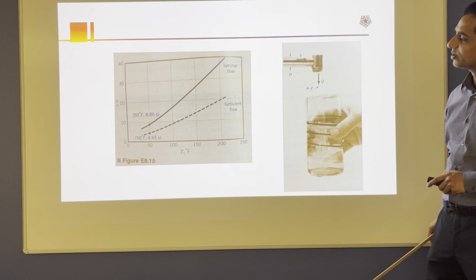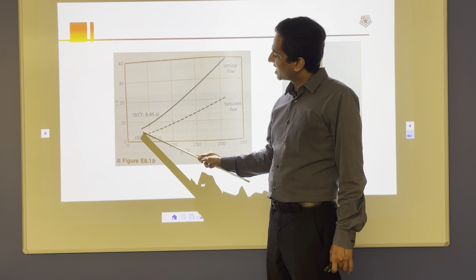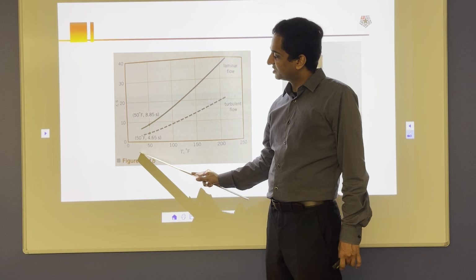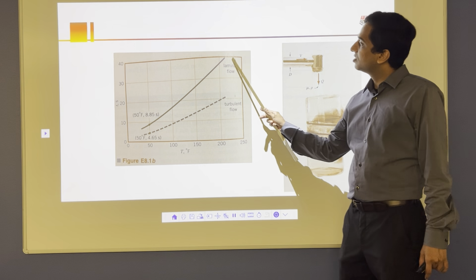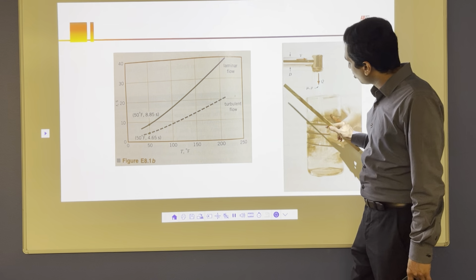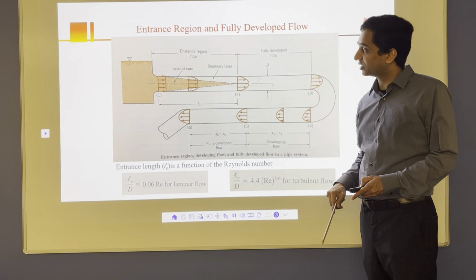Then we did this experiment, on the effect of temperature and Reynolds number. What it says is that if you have lower temperatures, for the same Reynolds number, it takes less time to fill up this glass. If it is higher temperature, it is going to take more time to fill this glass, for the same Reynolds number. So that's what the experiment is all about.